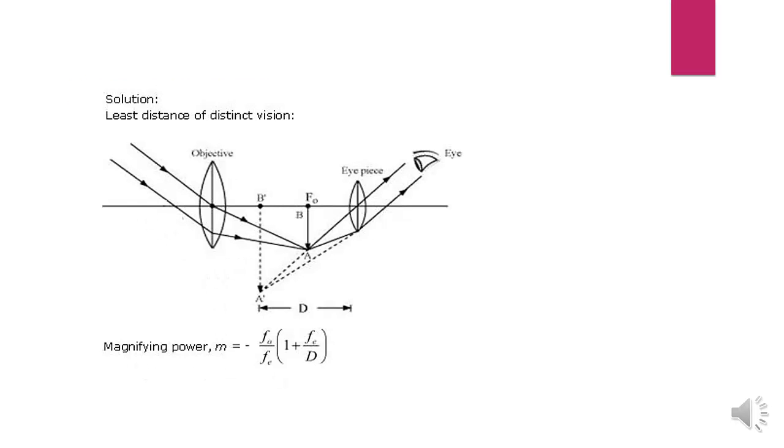Okay, clear? Then at the least distance of distinct vision, that is, the final image is forming at the least distance of distinct vision, which is 25 centimeter for the normal eye, right? So magnifying power will be Fo by Fe into 1 plus Fe by D. In normal setting of the telescope, the final image will be at infinity. That time magnifying power will be minimum, Fo by Fe, and magnifying power will be maximum at the least distance of distinct vision.